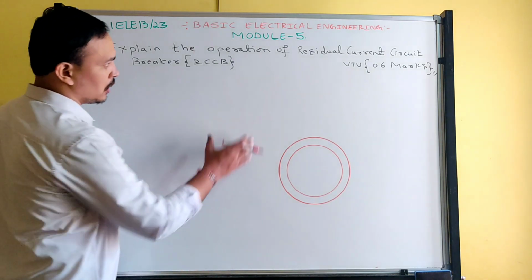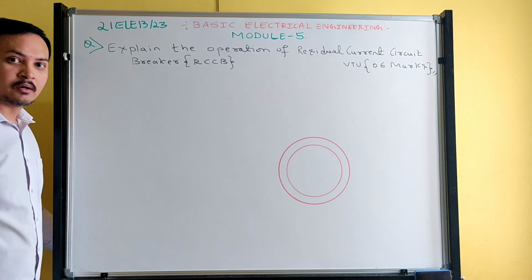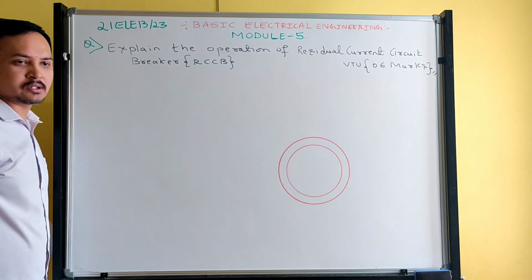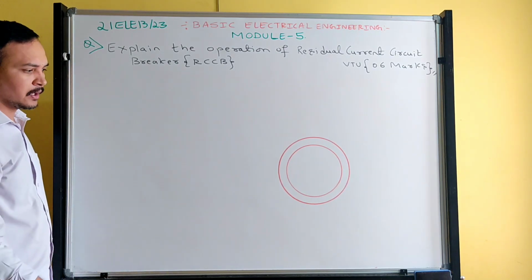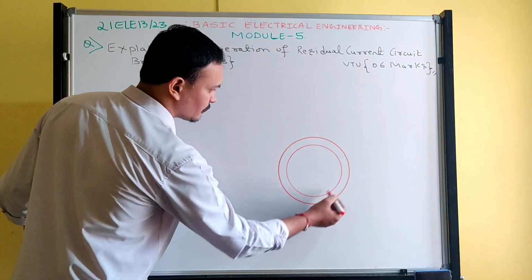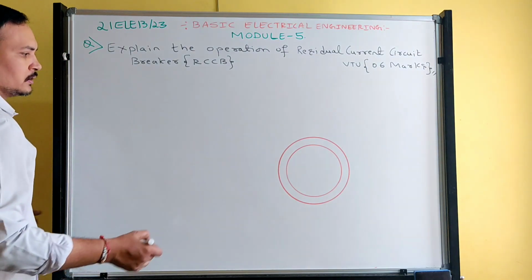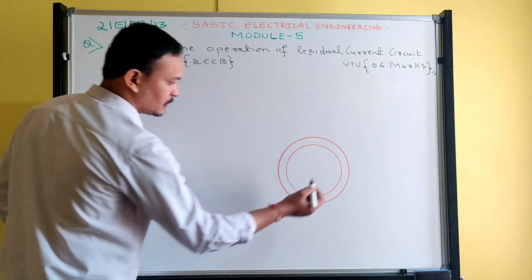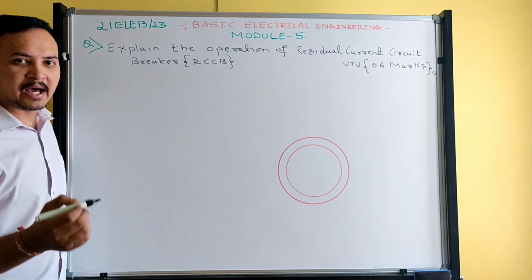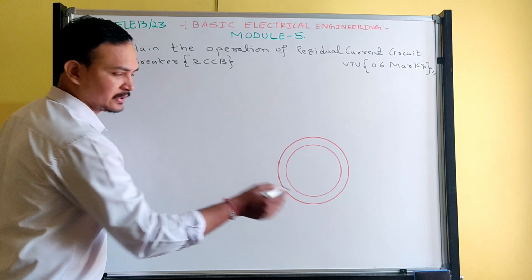Friends, we will understand how exactly the diagram looks and how it operates when a fault occurs. First you draw two circles of certain diameter. What I wrote as a circle is called the core balanced current transformer, CBCT. Once complete, I will write that name.